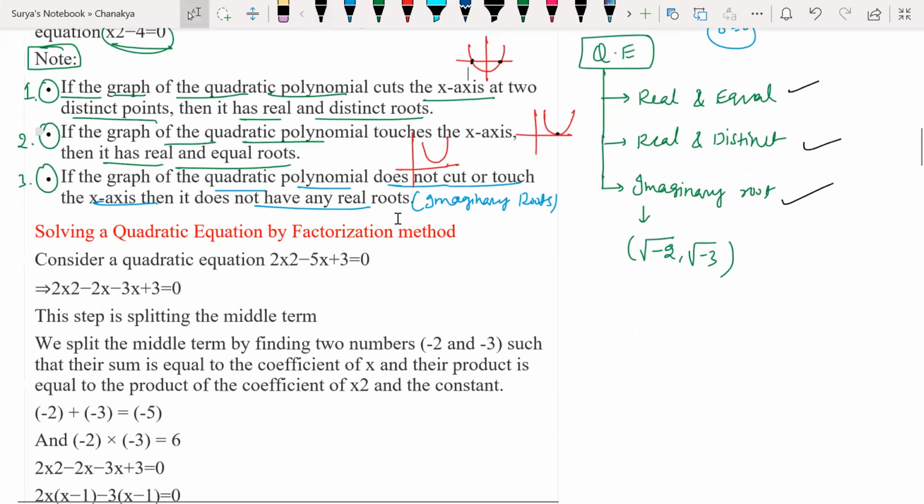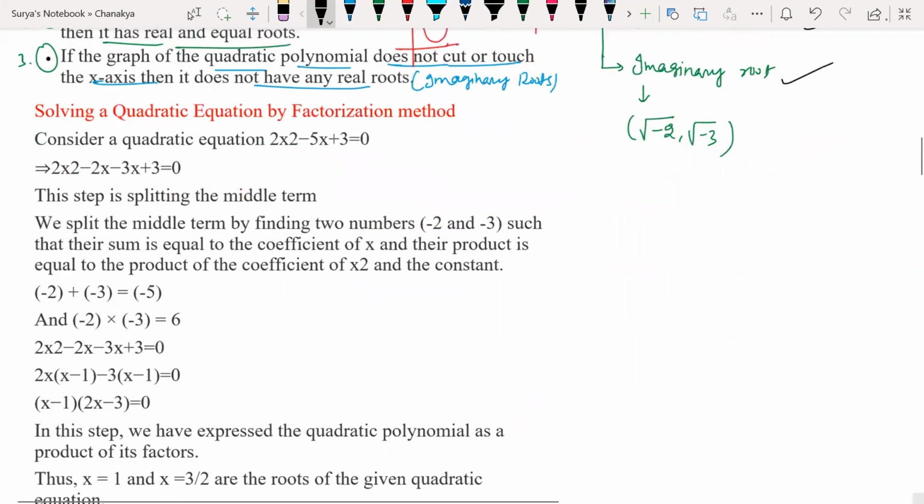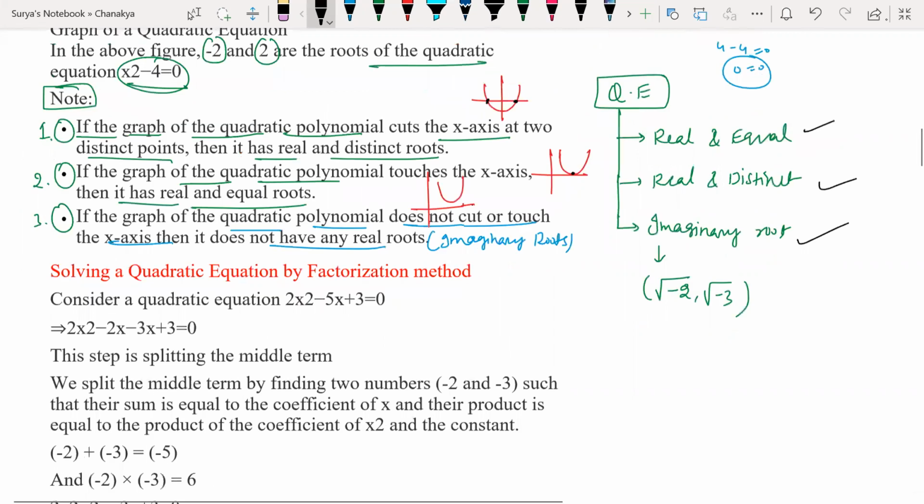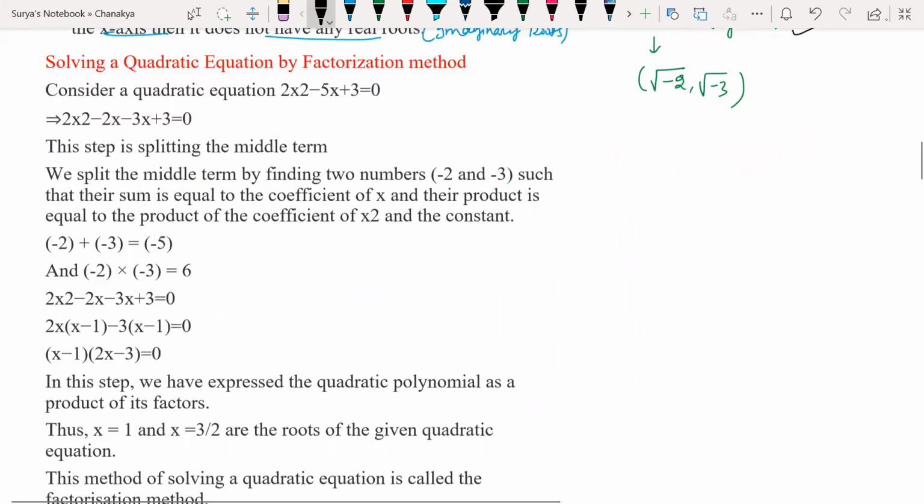No doubt, sir. Sir, after the class, can you send this PDF? Definitely, why not? I'll send you this. Everything you are writing, neatly you can copy that. Okay, perfect. Thank you, sir.